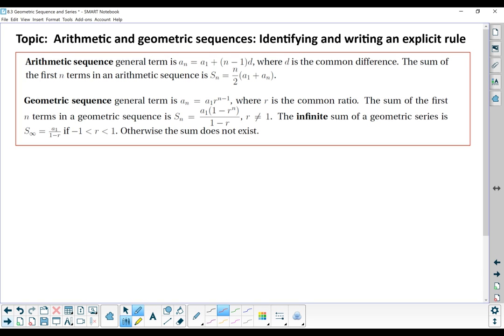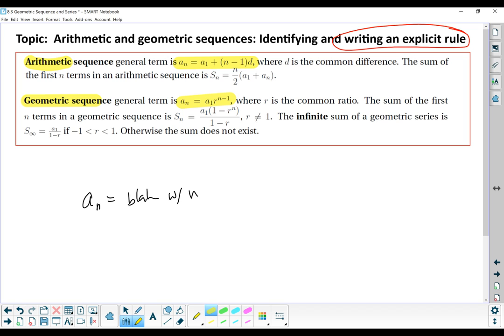All right, so for the next topic, our goal is to write an explicit rule, or basically an equation. So our equations are going to look like A of n equals some thing with an n in it. So some of our sequences are going to be arithmetic, some of them are going to be geometric. So I have this excerpt from your formula sheet. For an arithmetic sequence, we'll use this formula to write our rule or our equation. For a geometric sequence, we will use this rule to write our equation. So for geometric, since we're just multiplying by that common ratio over and over again, it's like a little exponential, with r to the power n minus 1. We'll talk about the other stuff on that formula sheet in a minute.